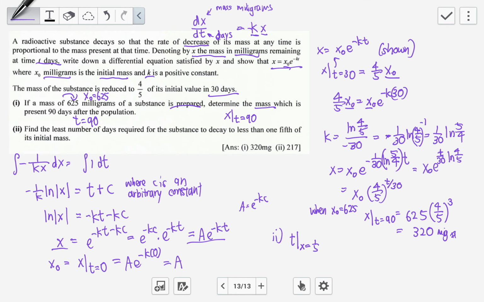1/5 x naught. Right, so using the equation that we found earlier, which is very useful information relating t to x. When x equals 1/5 x naught, what is my t? Right, we're trying to find this. So 1/5 x naught equals x naught times 4/5 to the power of t divided by 30.